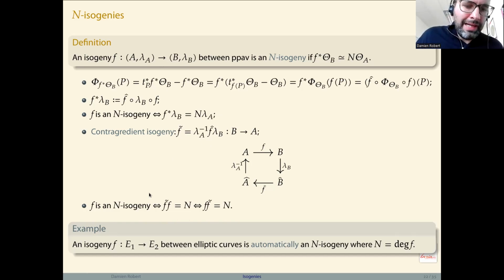And what happens for elliptic curves is that an isogeny between elliptic curves is automatically an n-isogeny, where n is the degree of F. I didn't specify, but here my n will always be prime to the characteristic, so that I only have separable isogenies. I don't want to deal with inseparable isogenies in this talk. So for elliptic curves, all these notions are more or less trivial because an isogeny is always an n-isogeny. That's why we don't really care about it.